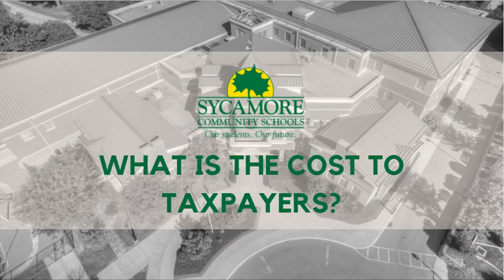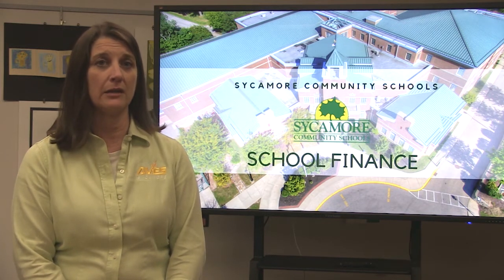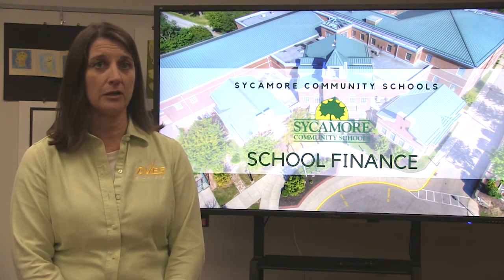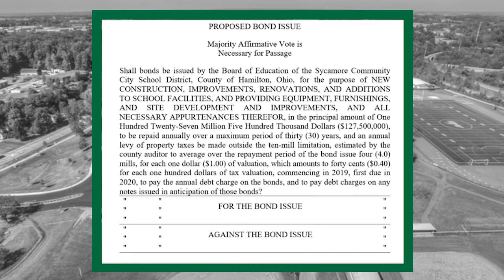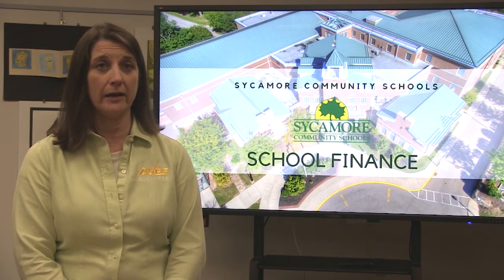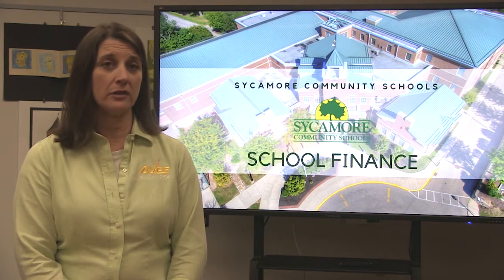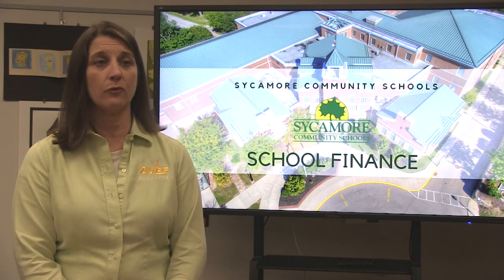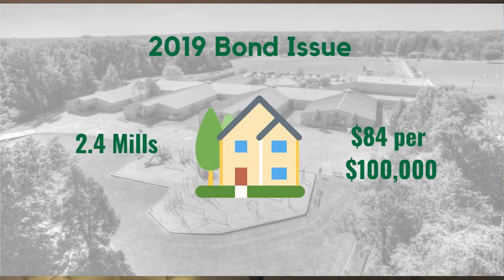What is the cost of the new levy to the taxpayer? We've worked with the Hamilton County Auditor's Office to determine the property tax millage rate that will be needed over the 30-year life of the bond issue. What you will see on the ballot in November is a 4 mil bond issue rate. That being said, to minimize the impact of the cost on the taxpayer, we are going to structure the debt so that the cost will be no more than 2.4 mils more than what you're currently paying for taxes.